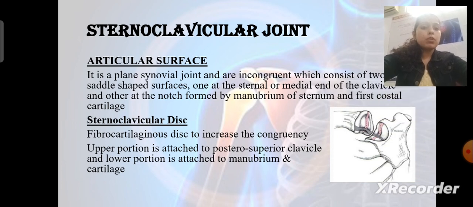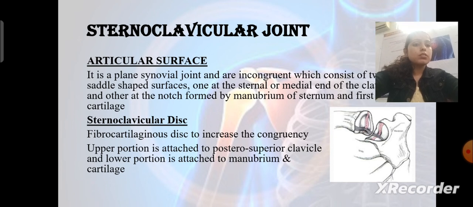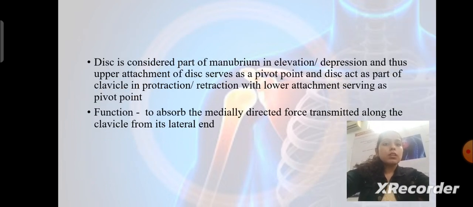The sternoclavicular disc is a fibrocartilaginous disc that increases congruency. The upper portion is attached to the posterior superior clavicle and the lower portion is attached to the manubrium and cartilage. In elevation and depression, the disc is considered part of the manubrium, and the upper attachment of the disc serves as a pivot point. The disc acts as part of the clavicle in protraction and retraction, with the lower attachment serving as the pivot joint. The function is to absorb the medially directed force transmitted along the clavicle from its lateral end.